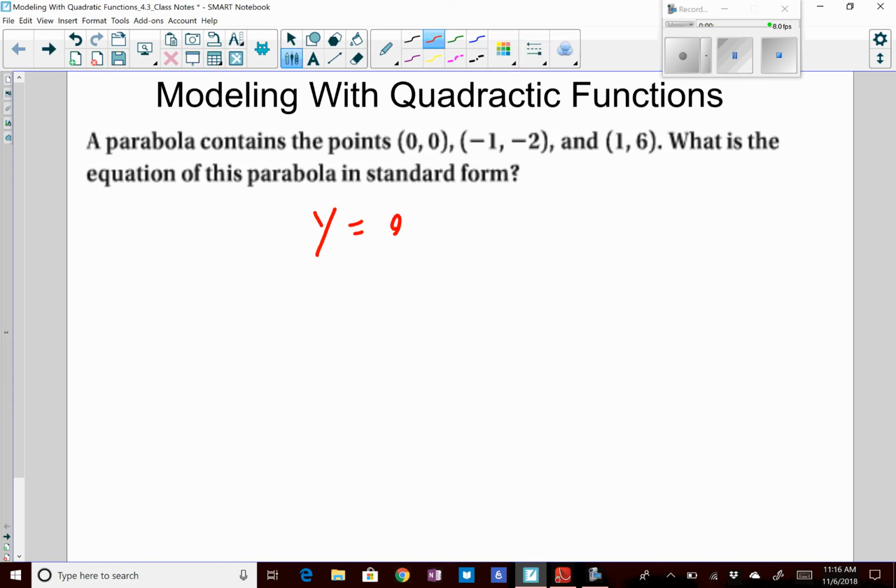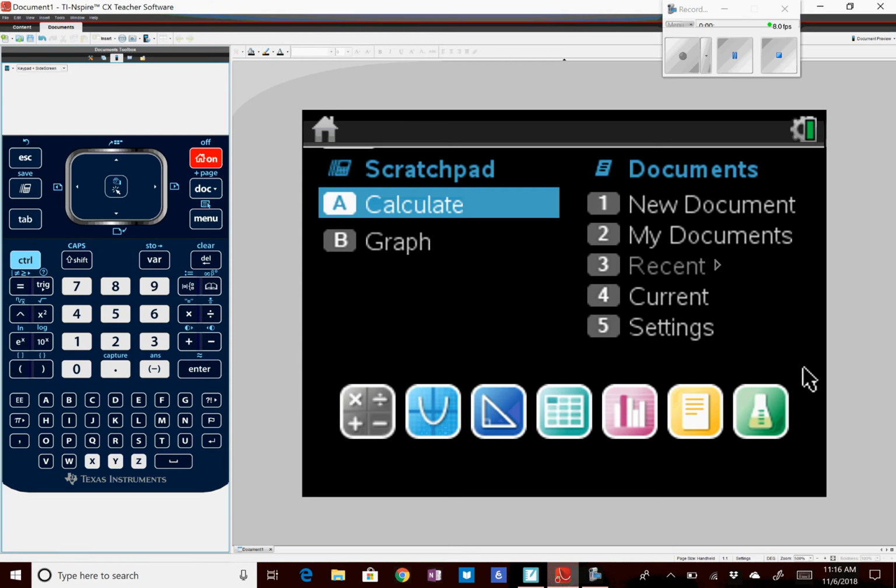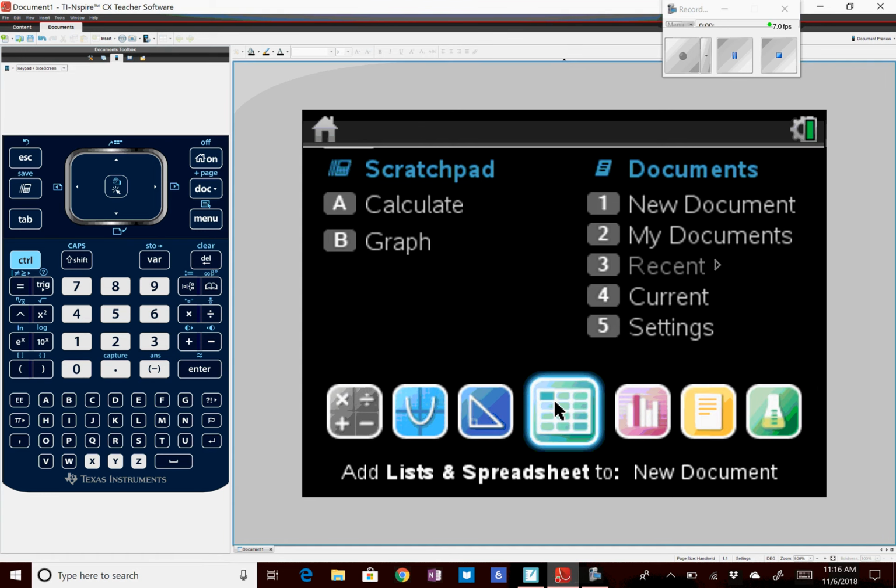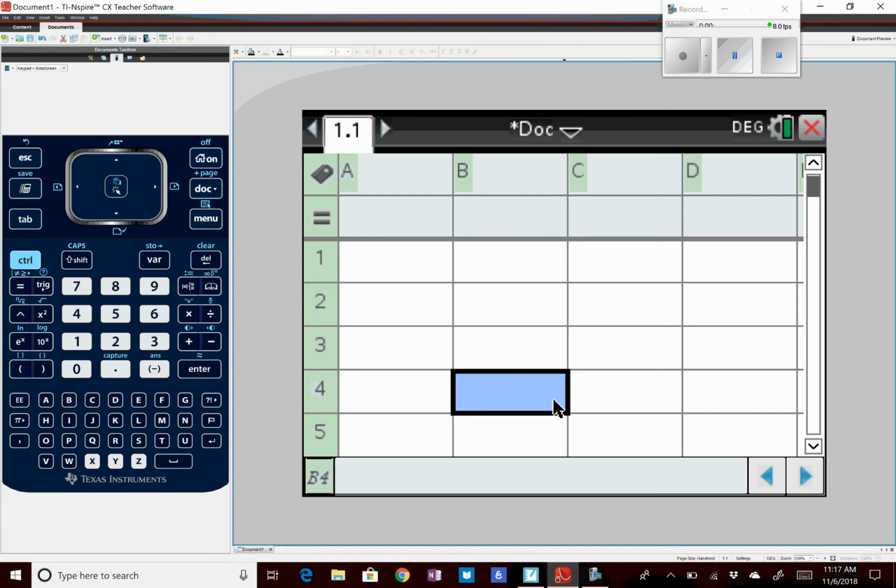y equals ax squared plus bx plus c. All right, so that's our standard form. So we need to come up with an equation in that format for a parabola that's going through these points. So what we'll do is we'll go to the calculator and we're going to get a list and spreadsheet page.